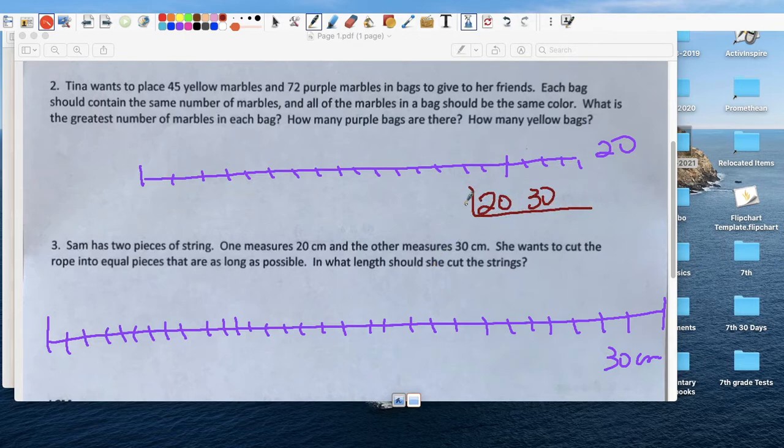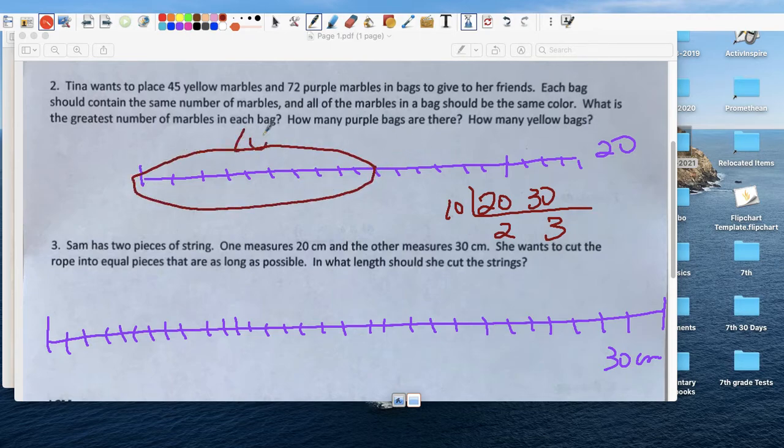GCF for 20 and 30, let's use 10. 10 goes into 20 two times. 10 goes into 30 three times. So on the 20 string, I can cut into 2 sizes. 1, 2, 3, 4, 5, 6, 7, 8, 9, 10. So I can cut one big side, 10. Right, it's 10. And I can cut another one, 10. So you can see I have 2 pieces.